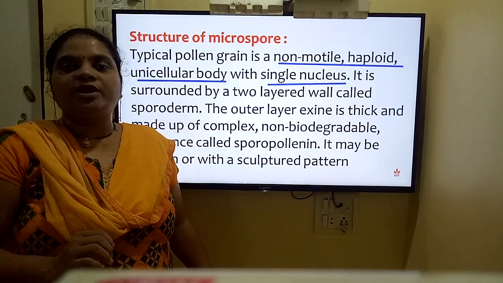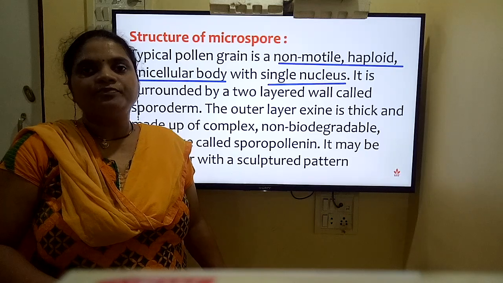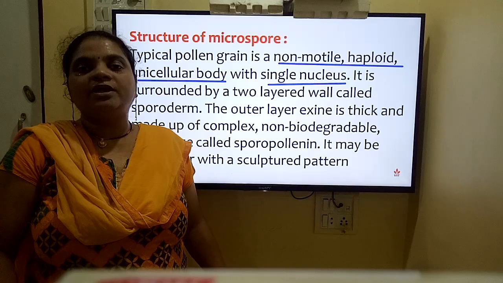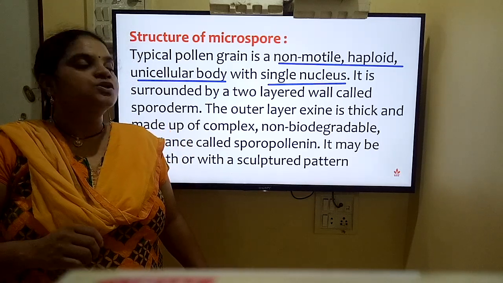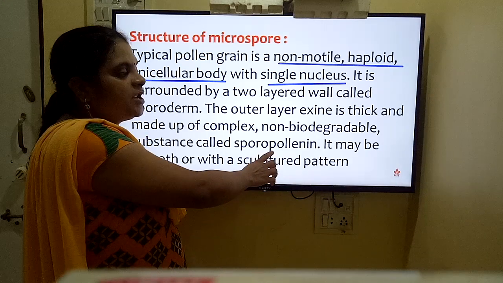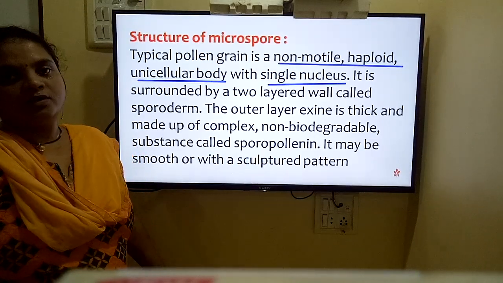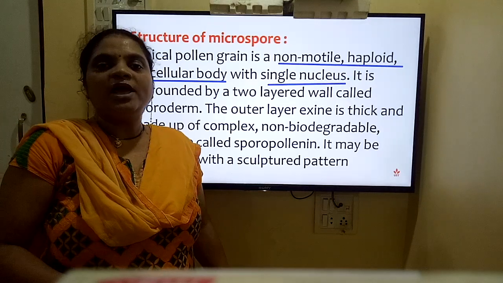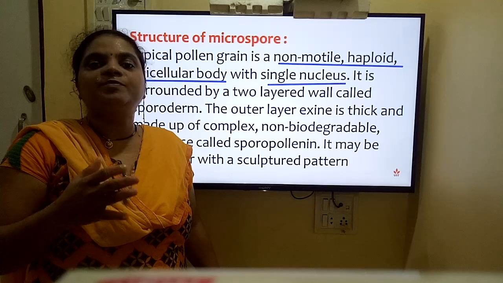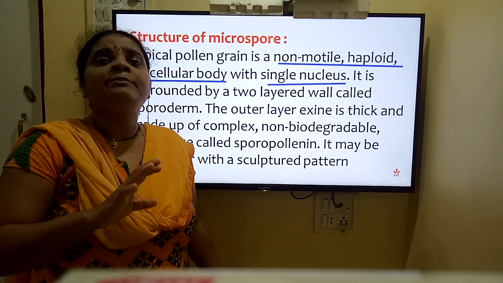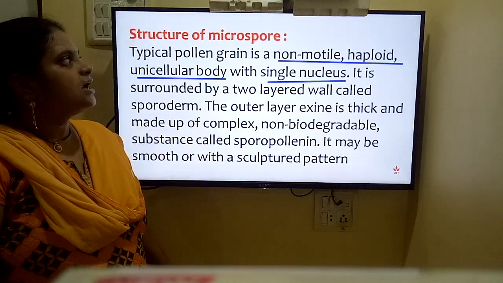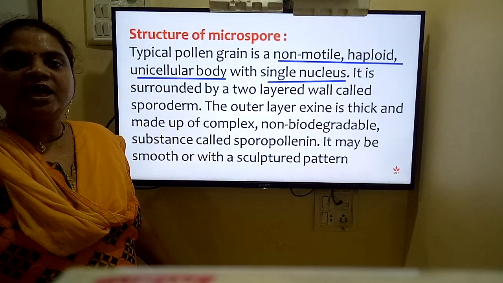Now, the exine is the outermost protective layer, and it is made up of a non-biodegradable material called sporopollenin. This sporopollenin is present in the exine. Since it is non-biodegradable, it cannot be easily broken down by chemicals, so it resists chemical attack. This is how we observe the exine of microspores.